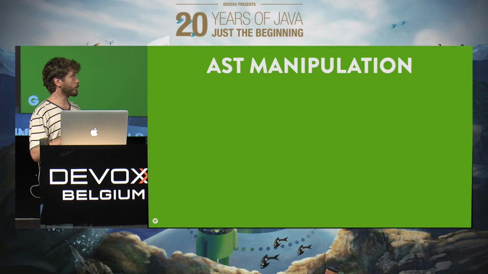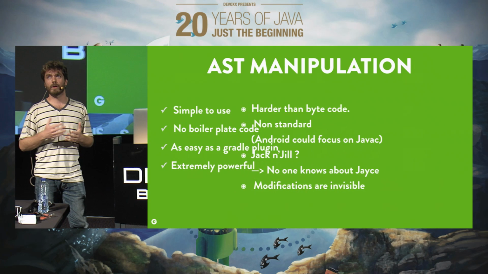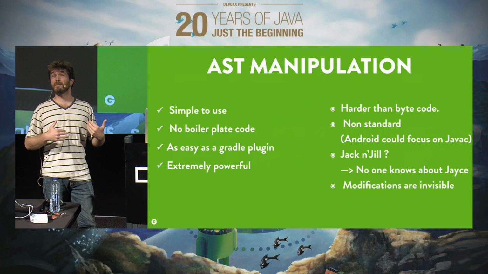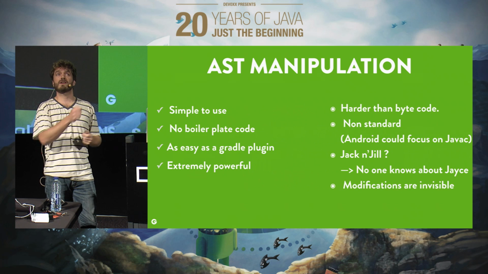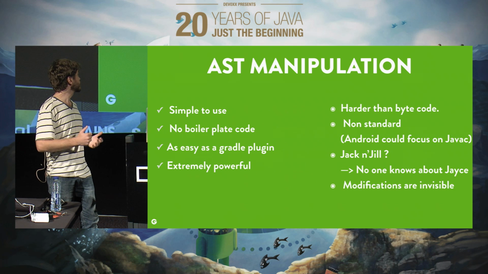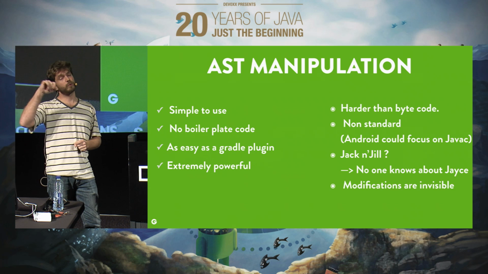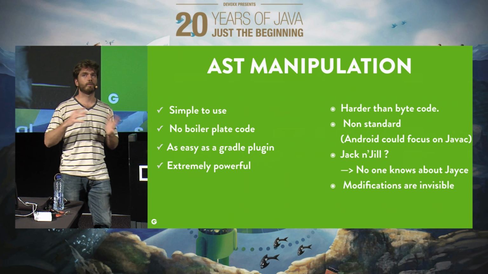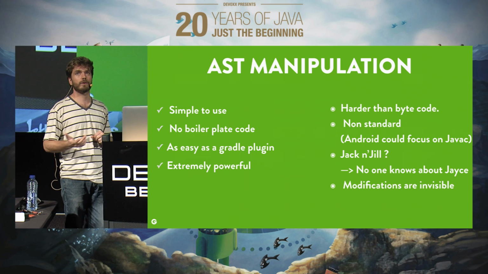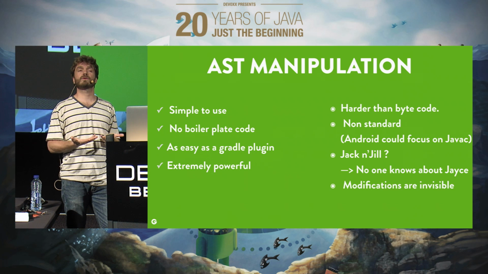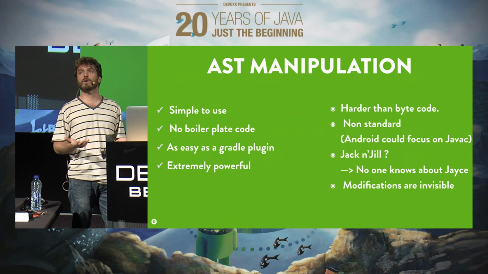So let's compare what's good and what's bad in AST manipulation, in this approach. Again, it's very simple to use. There is absolutely no boilerplate. You just have annotations to add. That's it. They are very easy to use. You just add a plugin to your build or to your IDE, and now they are pretty much in sync if you use Android Studio and Gradle. And it's very powerful. We can do a lot of transformation, as much as we can do with bytecode weaving.